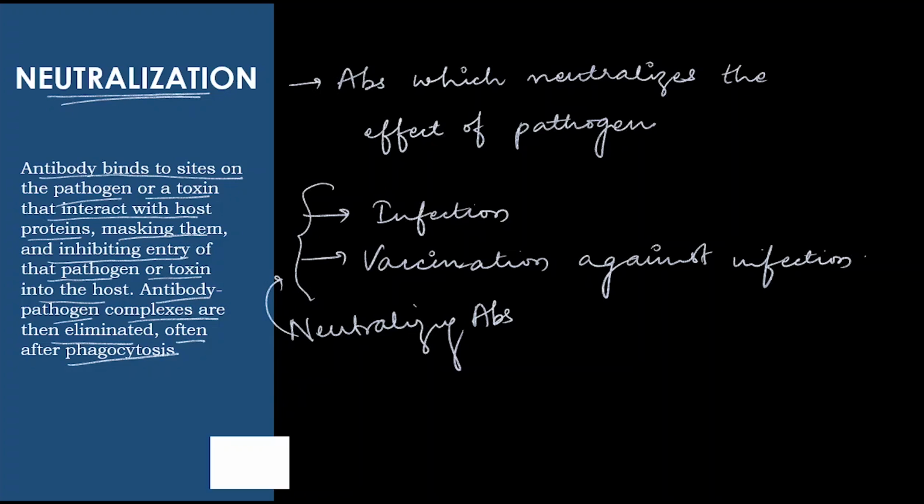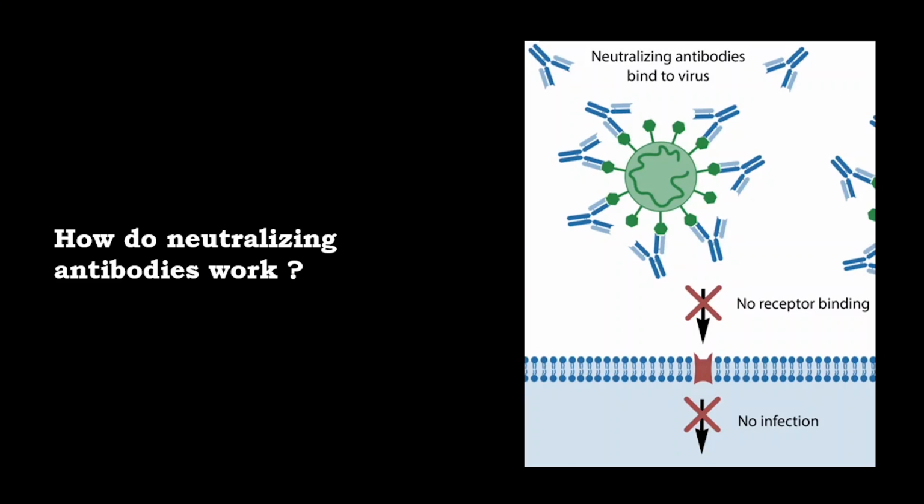Next, how do neutralizing antibodies work? We can see in the diagram that this is a virus, or we can also say a toxin. Neutralizing antibodies bind to viruses, and after binding, they block the pathogen's interaction with the cell's receptor. Therefore there will be no receptor binding, and no infection will occur.